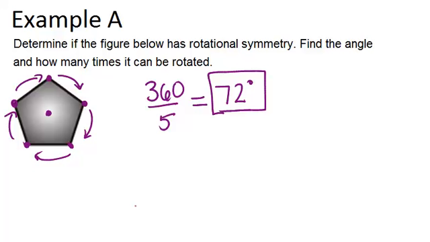So it does have rotation symmetry, and it can be rotated 4 times to show the rotation symmetry. The 5th time, you would have rotated 360 degrees, which doesn't count for rotation symmetry. So it can be rotated 4 times to show that rotation symmetry, and after that, it doesn't really count as rotation symmetry anymore. The smallest angle that you can rotate it is 72 degrees.